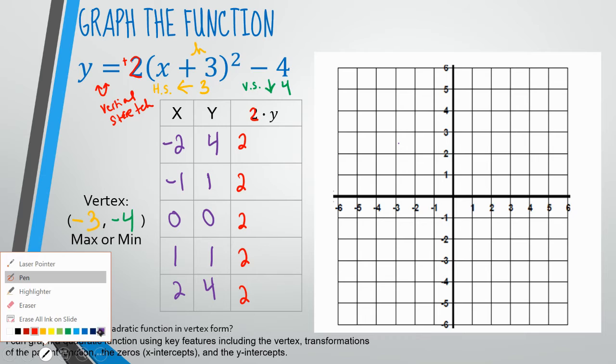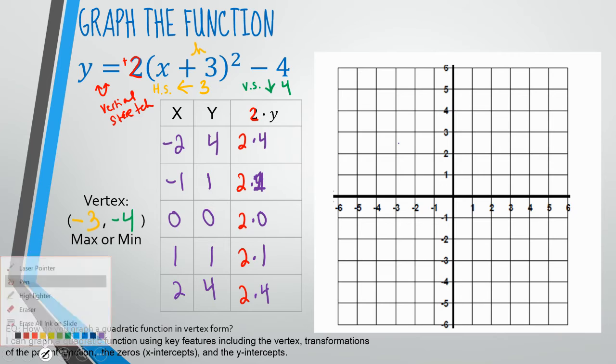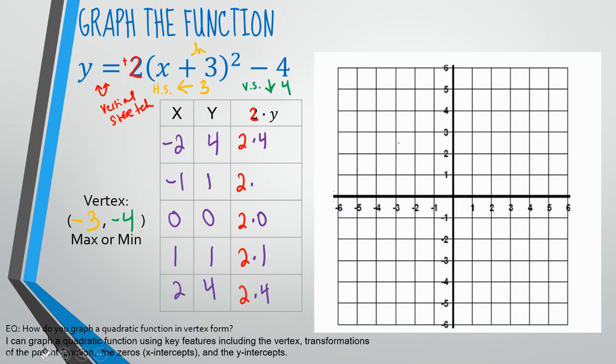Okay. So we're going to take it, times that by 4, times that by 4. Oh, sorry, 1. My bad. Times that by 0, times that by 1, times that by 4. I guess I should clean that up a little bit. Alrighty. So once you multiply that, 2 times 4 is 8. 2 times 1 is 2. 2 times 0 is 0. 2 and 8. All right.